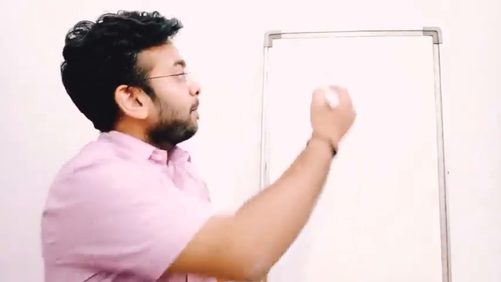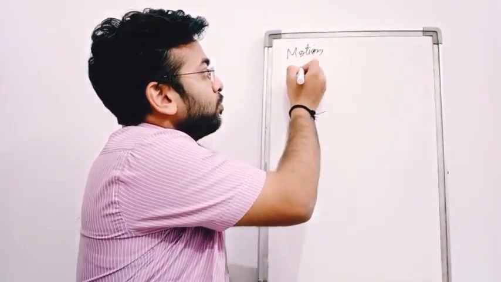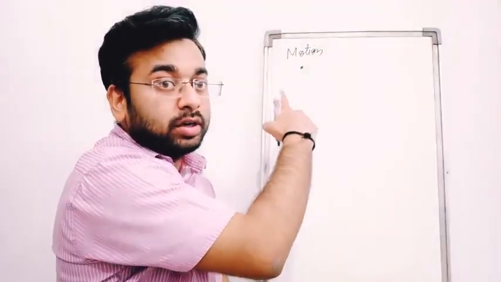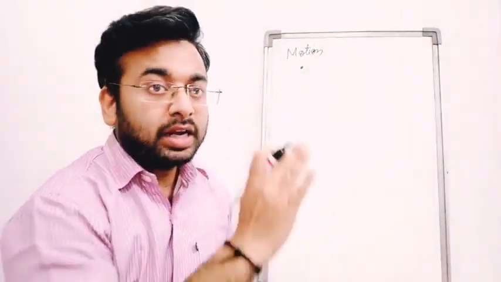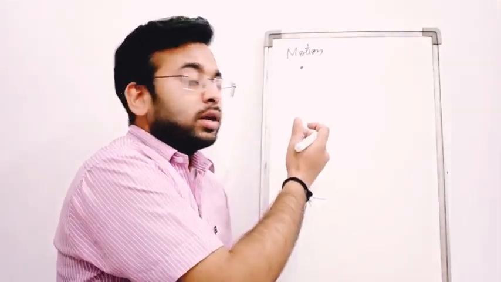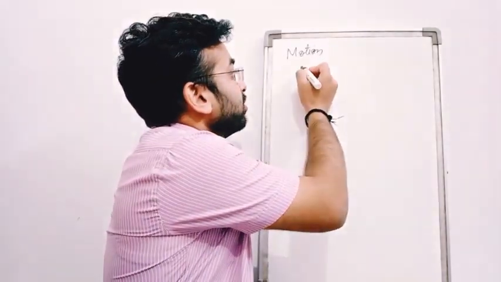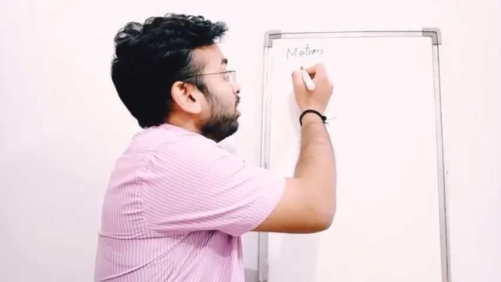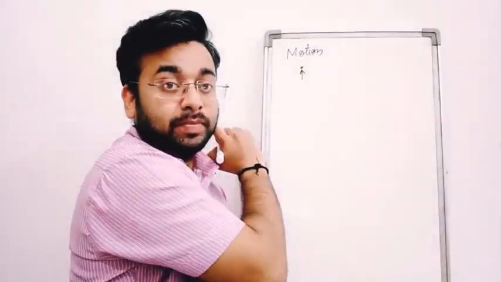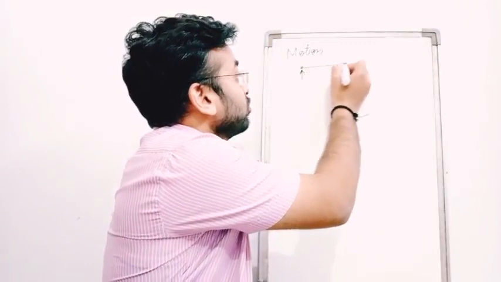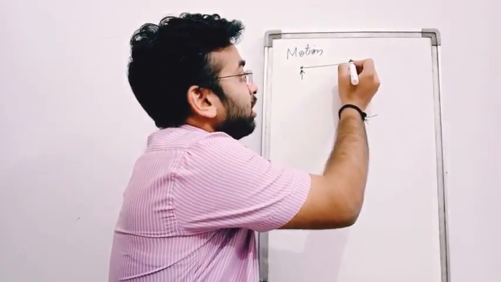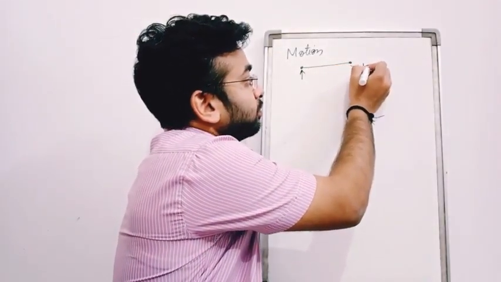So motion is when an object changes its position with respect to a reference point. So let's say this is one point, the reference point, the starting point, and for this starting point, when the object changes its position, let's say initially the object was at this point, now the object moves a particular distance and it reaches this final point.